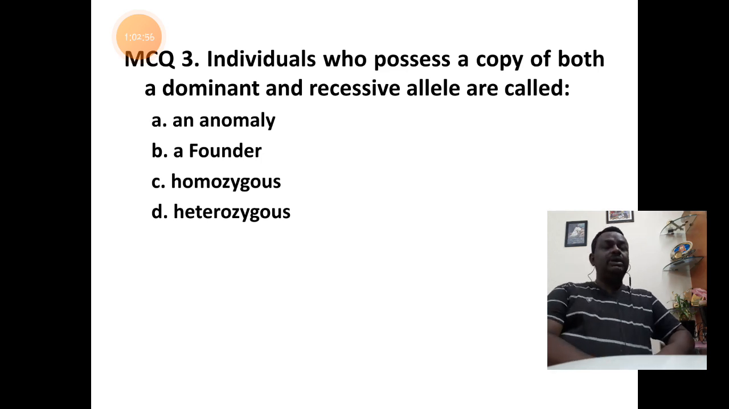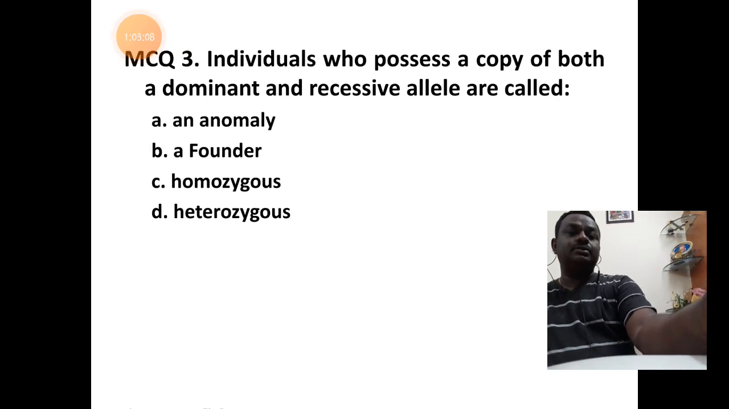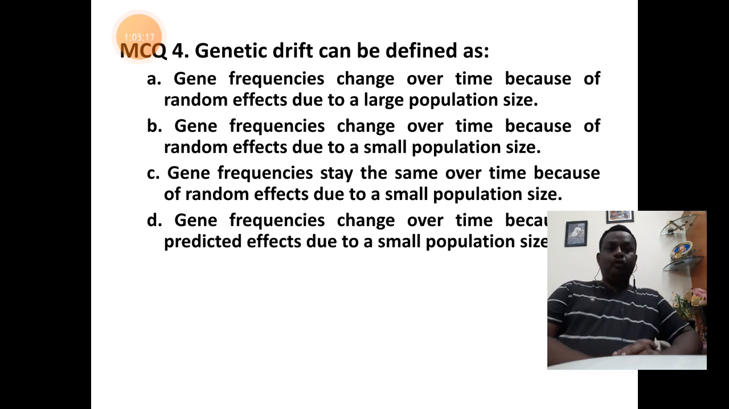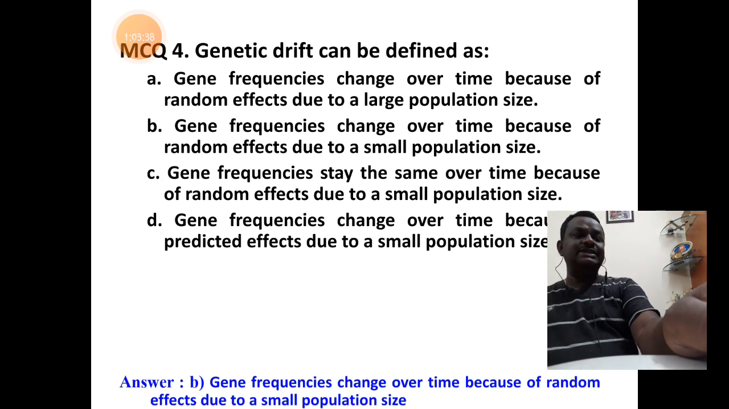Question 3. Individuals who possess a copy of both dominant and recessive allele in them, we call it as heterozygous condition. So answer is D. Question 4. What is genetic drift? It is the gene frequency that will change over time because of the random mating in a small population. So answer is B.